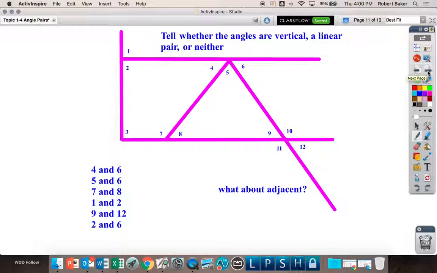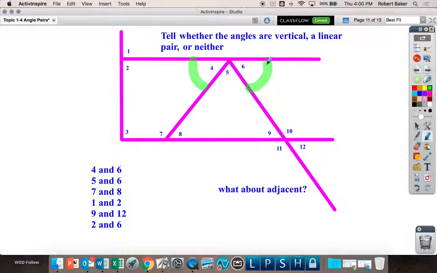So look, there's 3 words that should come out of your mouth. Tell whether the angles are vertical, linear pair, or neither. That's it. You have 3 options: vertical, linear pair, or neither. I'm going to go with green because it makes me happy. 4 and 6. We got a neither and we got a linear pair.